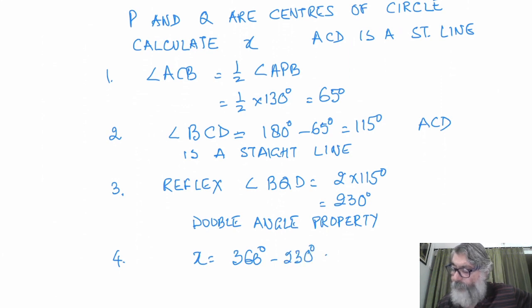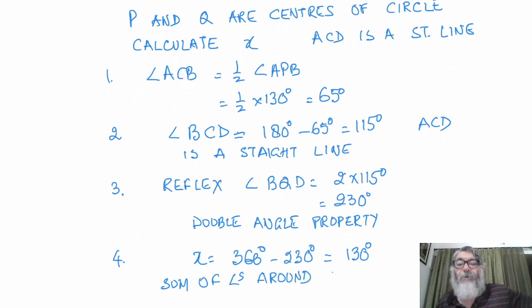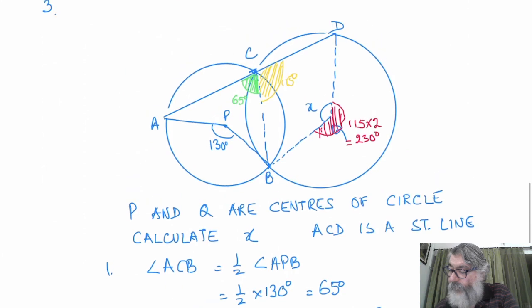Sum of angles around a point. Sum of angles around a point is 4 right angles, which is 360 degree. So we have got this angle as how much? 130 degree.